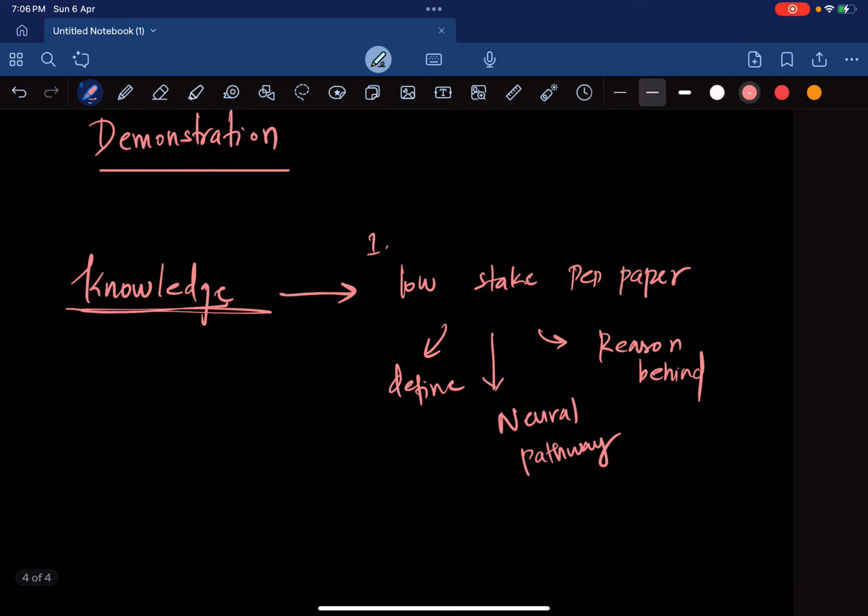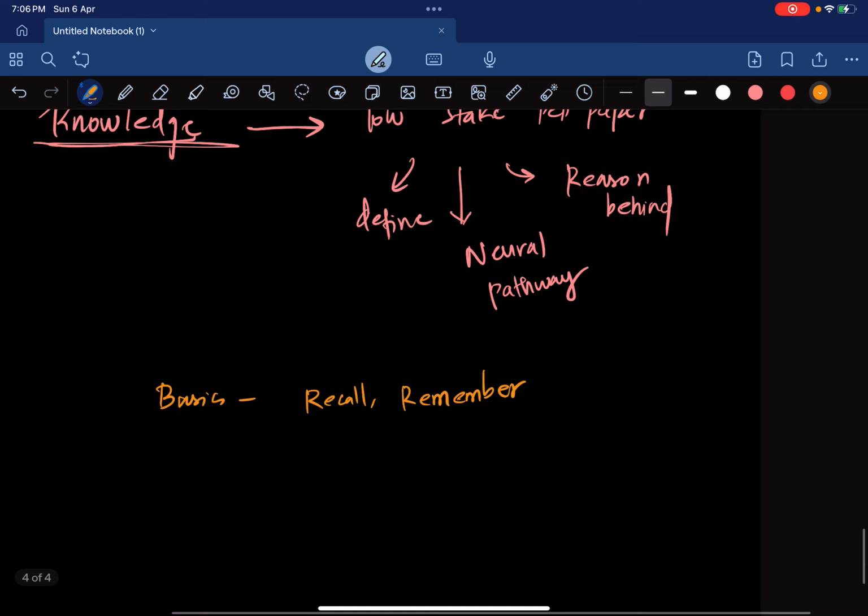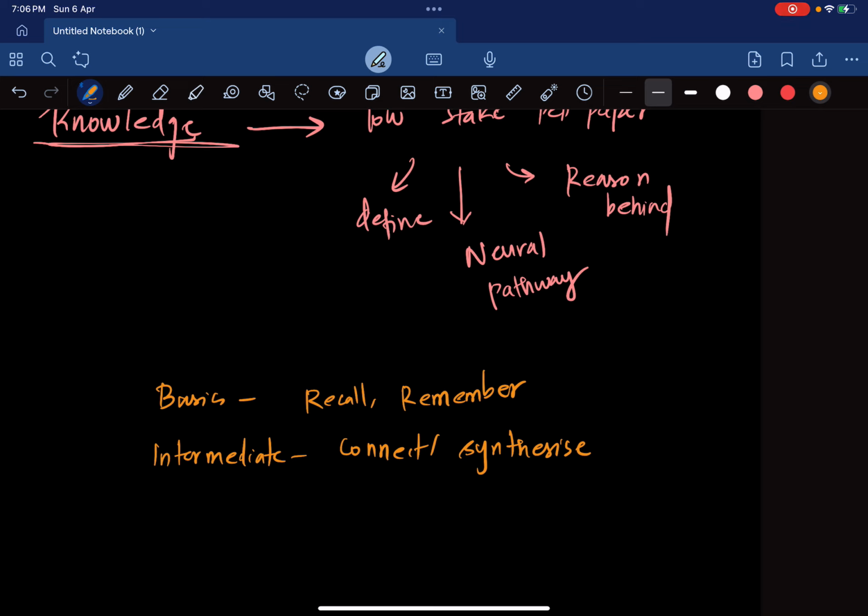Now, if you see, the knowledge should be tested at multiple levels. It should be tested at the basic level of being able to recall, to remember. And then the intermediate level of being able to connect or synthesize multiple concepts that they have studied. And in the advanced stage, the student should be able to evaluate the problem. They are probably given a case study here, and they are asked to evaluate the reason behind the events that have been explained in the case study.